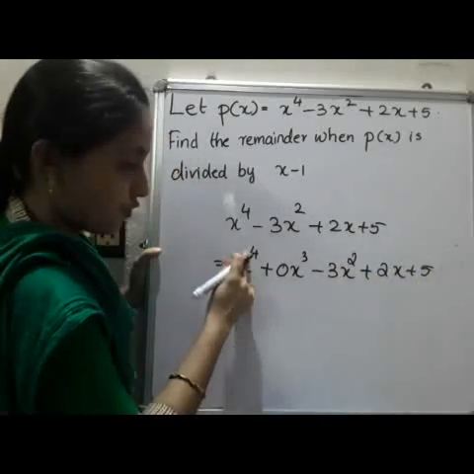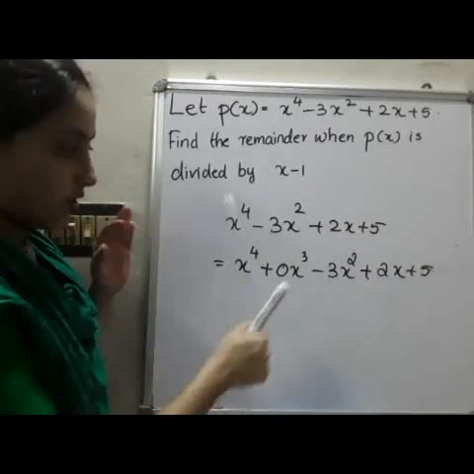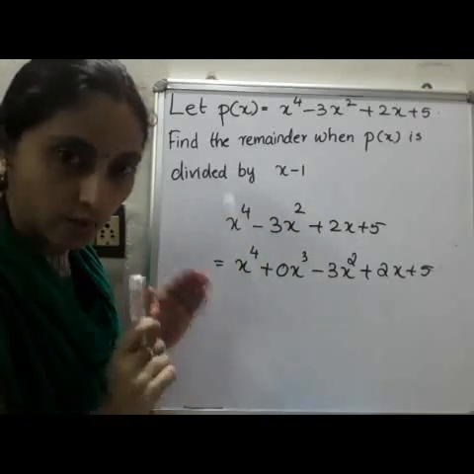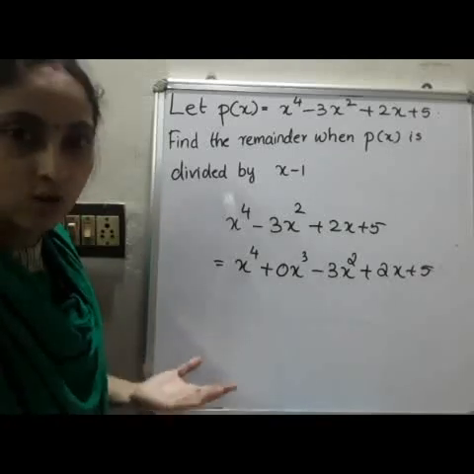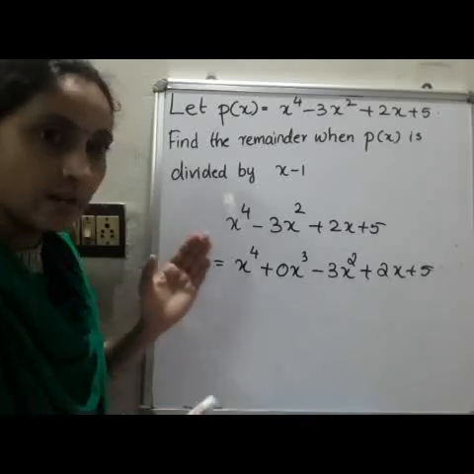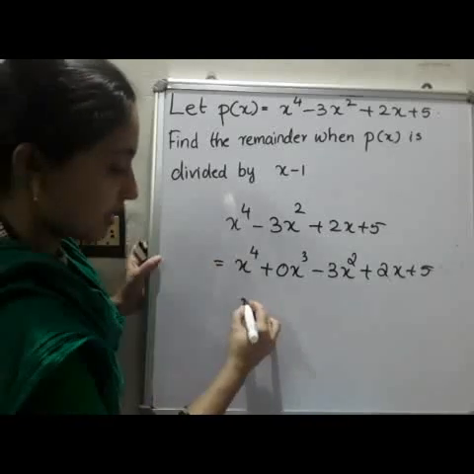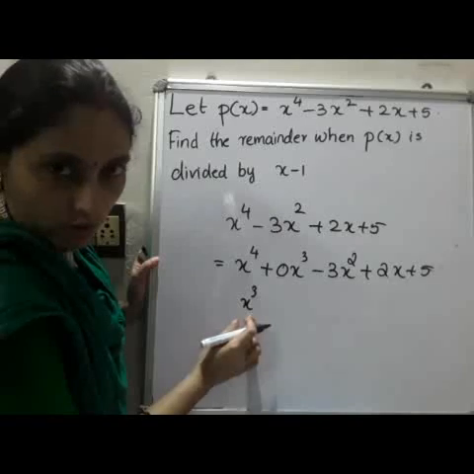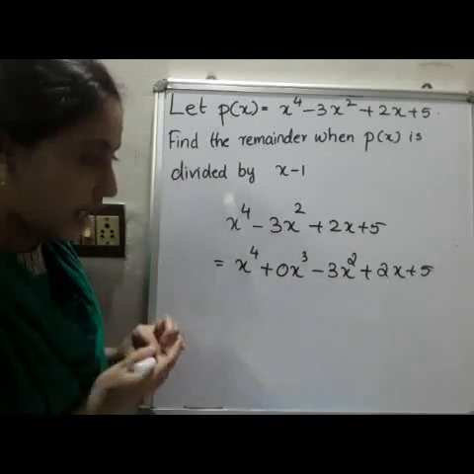Now again go through 4, 3, 2, 1, 0. That is in decreasing order. Now you have to divide this polynomial by x minus 1. Remember, the value will not be changed. Why? Because 0 into x cube means what? 0 itself. That is, nothing is there. Okay. We only add like terms. Here, if it is x cube, can we add power 4 and power 3? No. That's why we are putting what? 0 x cube. Okay, so hope it is clear.